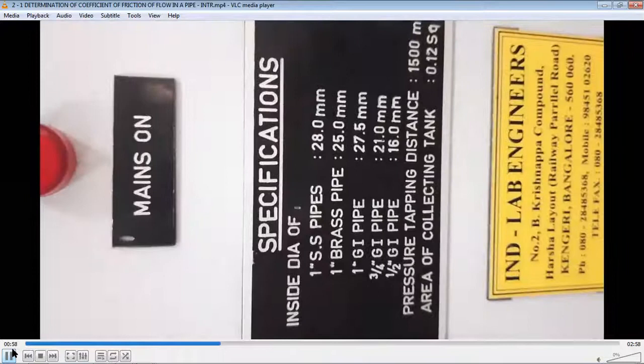See, these are the specifications. In each experiment, you have the specification. In all the experiment setups, you have the specification. First, for the observations, you come and take the readings of this one.